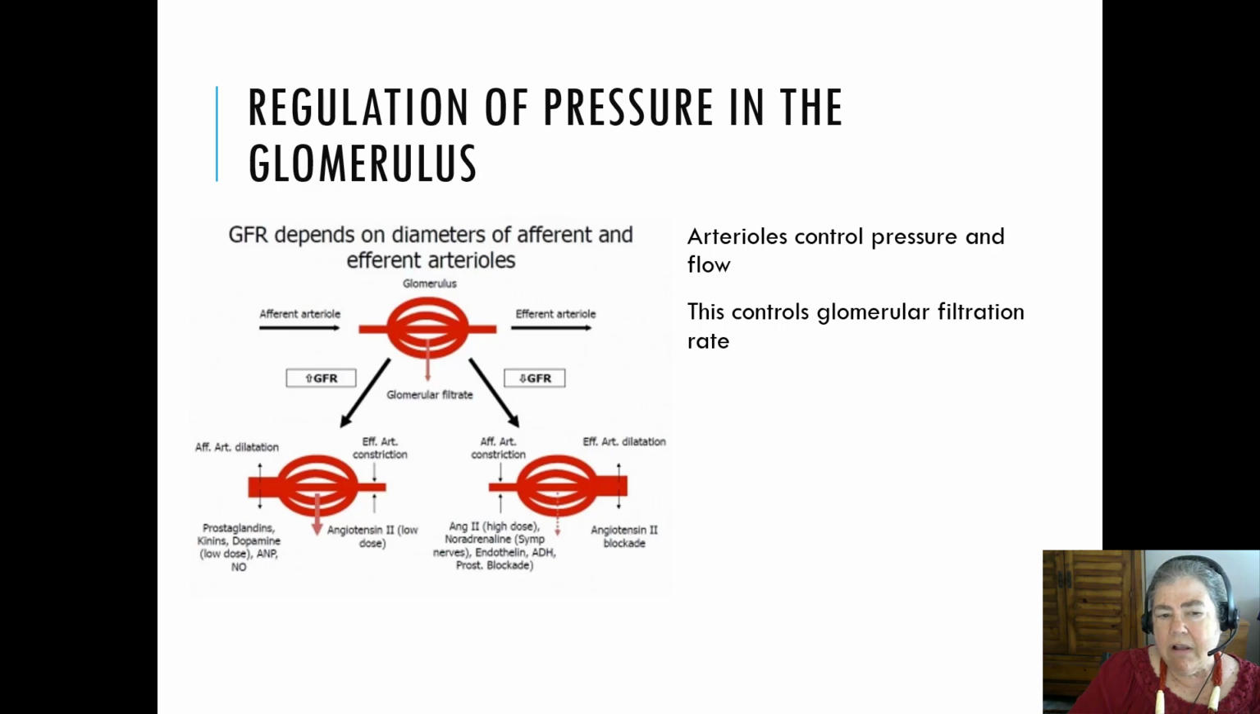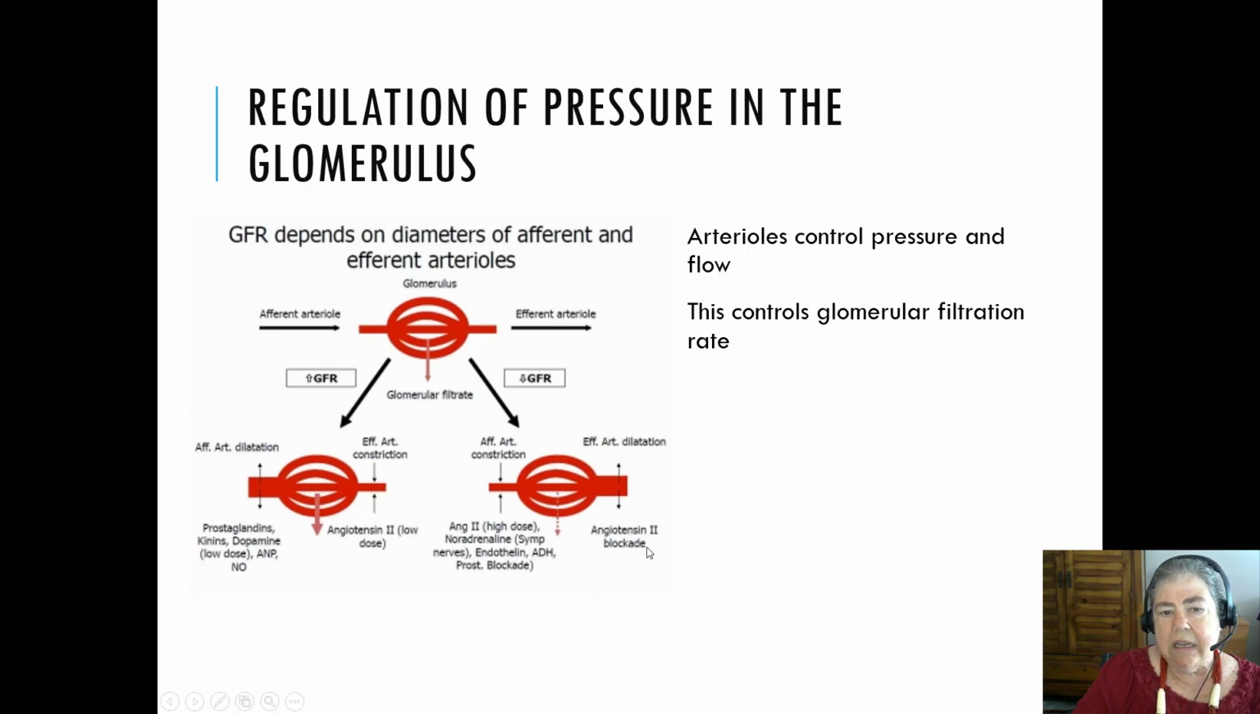The drugs that we call NSAIDs, nonsteroidal anti-inflammatory agents like Motrin, are blockers of prostaglandin, also aspirin. But Motrin, which is ibuprofen, and Aleve, which is naproxen, are prostaglandin blockers. They cause afferent arteriolar constriction, decreasing the pressure in the glomerulus and decreasing glomerular filtration rate.